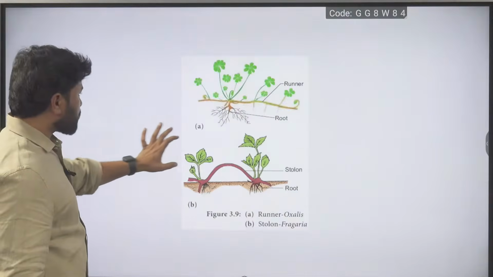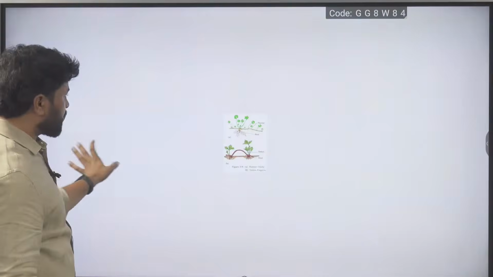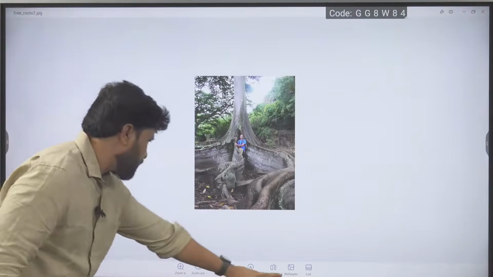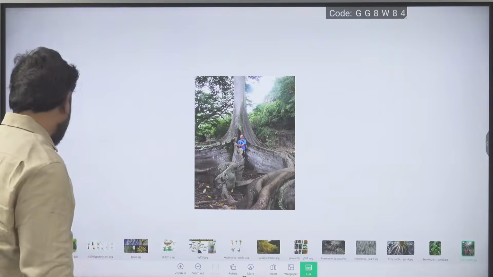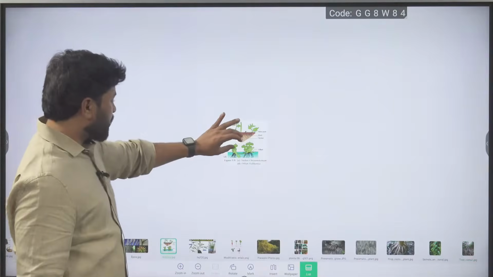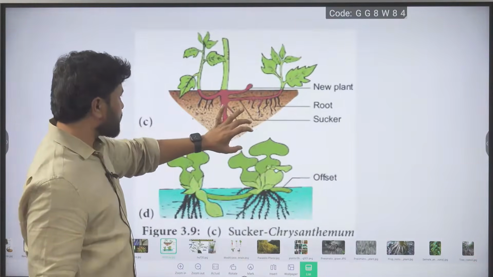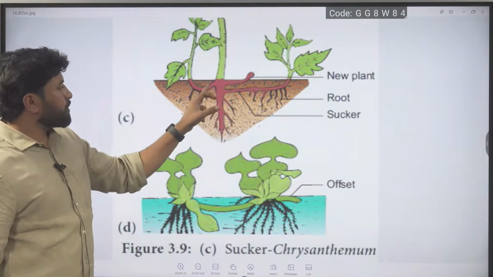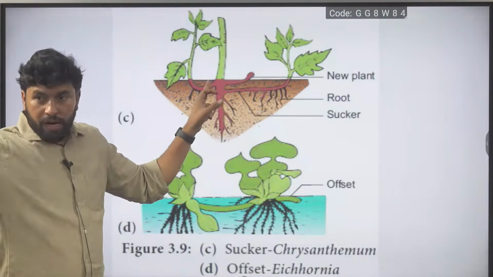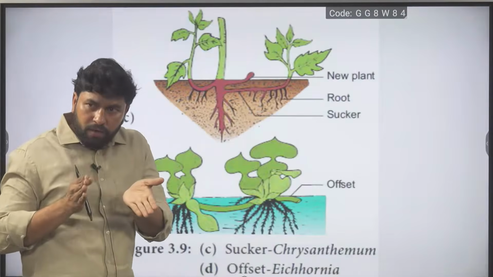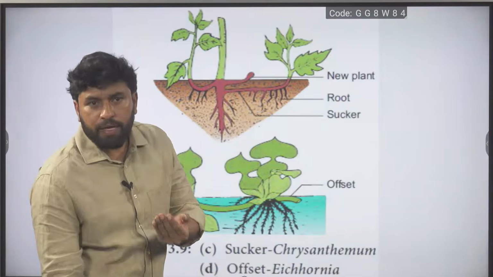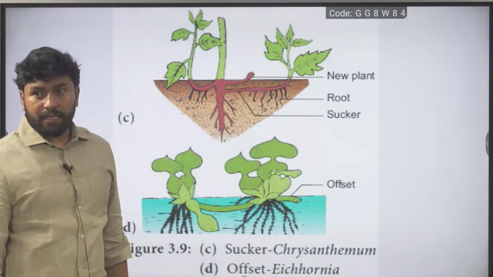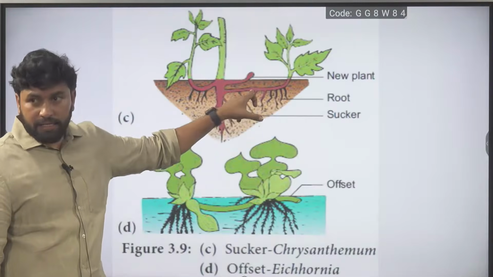Next one, suckers and offsets. Suckers and offsets. Consider what this phenomenon of suckers is. See, this is the main stem and the branch under the ground. It will grow under the ground horizontally for some time and then it will come up and grow like a new plant. This is called a sucker. Careful. This body is called sucker.